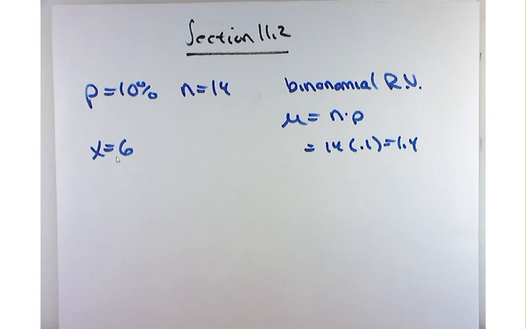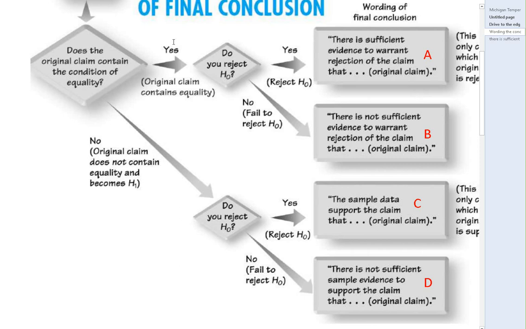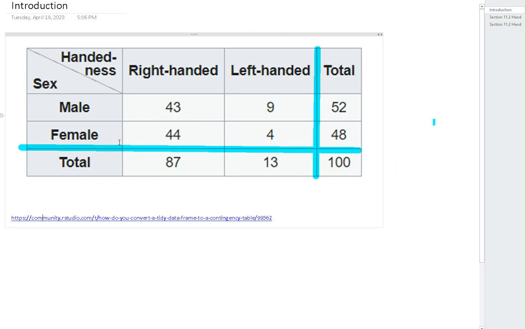So if 10% of people write left-handed, let's see if that breakdown is equal for men and women. In other words, what we're going to look for is to see if there's some kind of relationship between writing left-handed or writing right-handed and gender. Is there some kind of association?